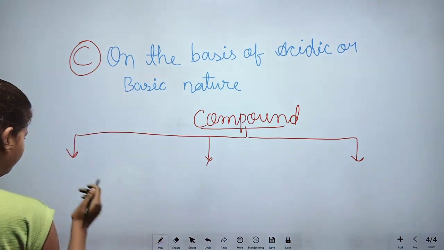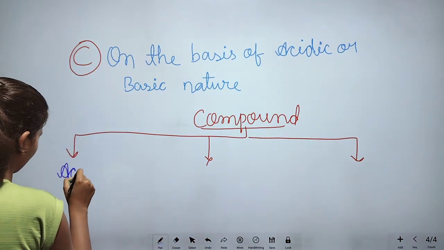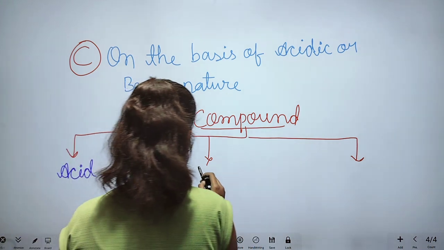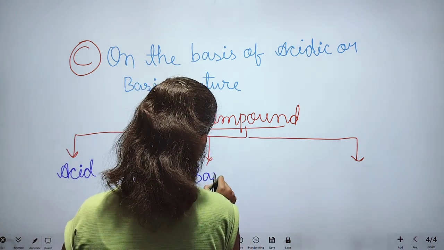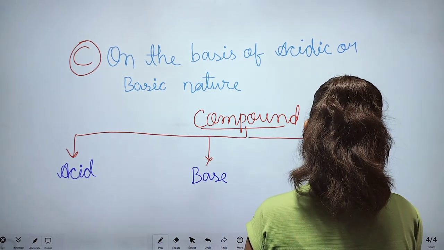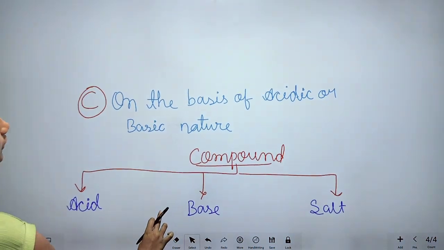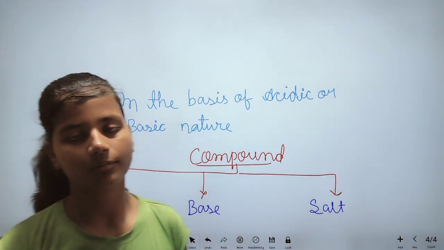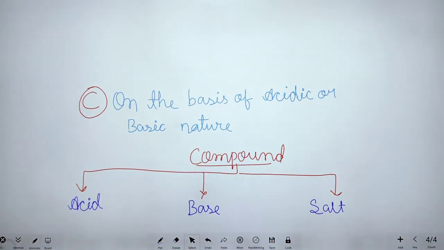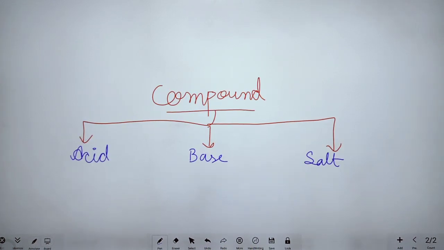First one is acid, base, salt. And the third one is on the basis of acidic or basic nature. There are three types of compound. First one is acid, second is base, and third one is salt. On the basis of acidic or basic nature, compounds are of three types: acid, base, and salt.